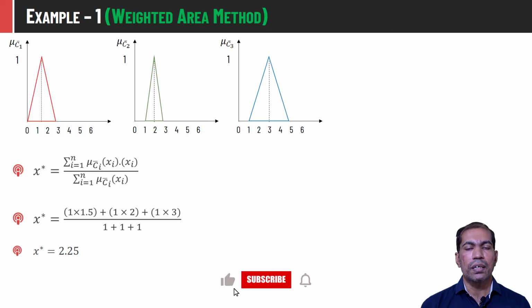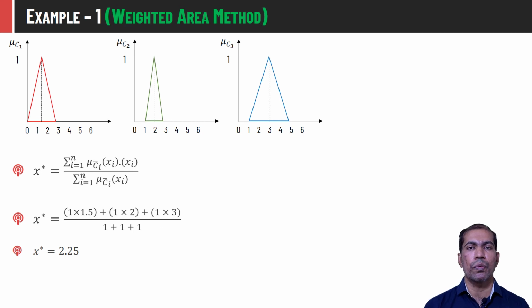In the weighted area method, we have to weight the membership value of each fuzzy output function by its center. From the diagram, it is clear that the highest membership value of all these three functions is 1. The center of the first fuzzy output function is 1.5. For the second it is 2 and for the third it is 3. If we put the corresponding values into the equation of the weighted area method, then x star, or the crisp value, we will get as 2.25.